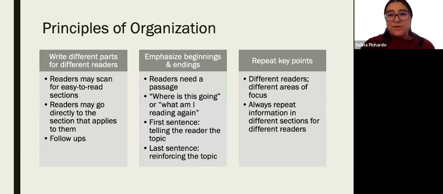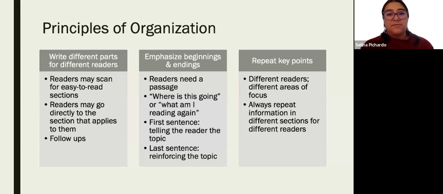You're going to have different readers, different knowledge levels, different education, different purposes, different goals. Because of that, you always have to be ready for that variety of readers. So always repeat information in different sections for different readers. If you think this sounds like it's repeating itself, don't worry about it. With academic writing, that probably would get you docked points.